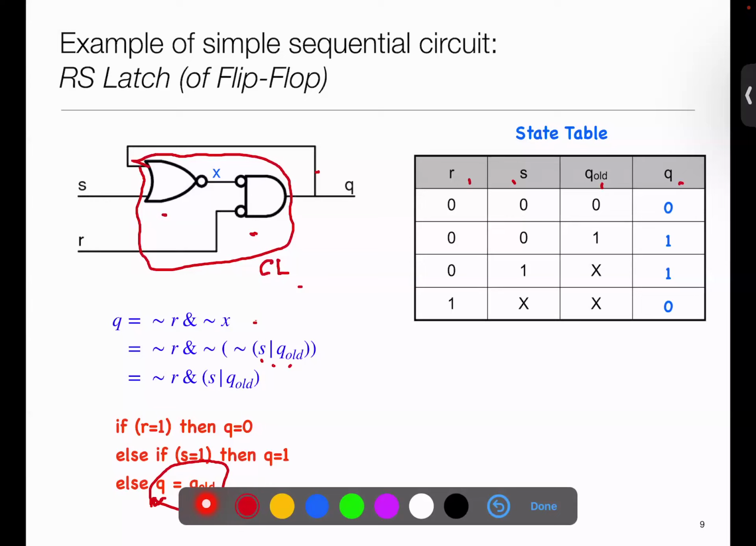So what's happening is if R is 0, S is 0, and Q old is 0, then Q is 0, because remember our logic was Q is Q old if R and S are both 0. Likewise, if R is 0, S is 0, and Q old is 1, then the new value of Q is still 1. So Q is held to its value. If R is 0, S is 1, then Q old doesn't matter because I'm going to unconditionally make Q equal to 1. And then finally, if R is 1, then independent of what S and Q old are, I'm going to reset the output.